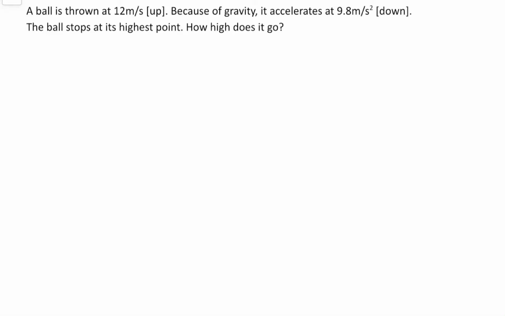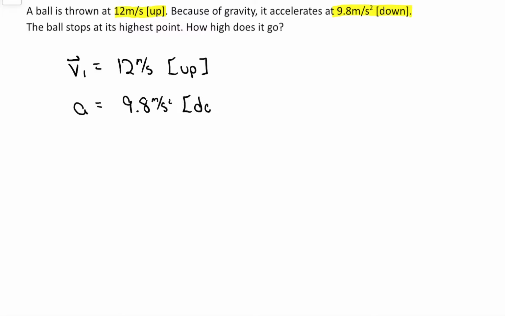This one, as we read through it, a ball is thrown up at 12 meters per second. It's actually thrown at 12 meters per second up. So this one, I'm upping our vector game. Our V1 is a vector. It's 12 meters per second, and that's pointing up. Because of gravity, it accelerates at 9.8 meters per second squared down. From the grammar and the funny unit, that's acceleration, and its value is 9.8 meters per second squared down.